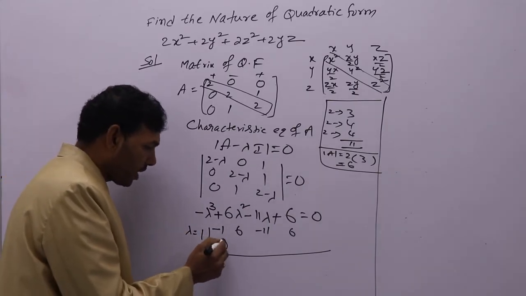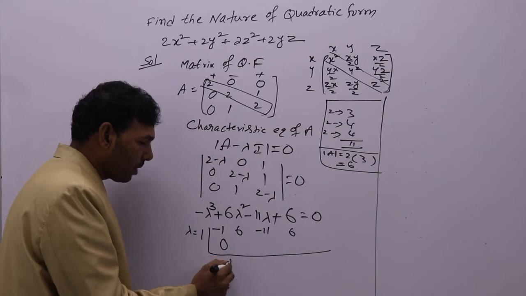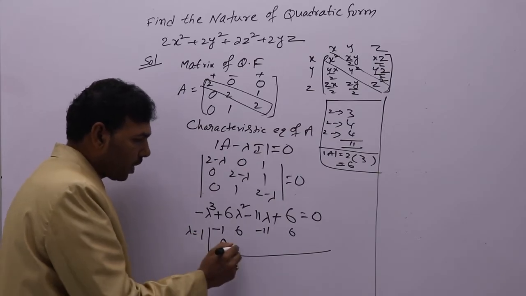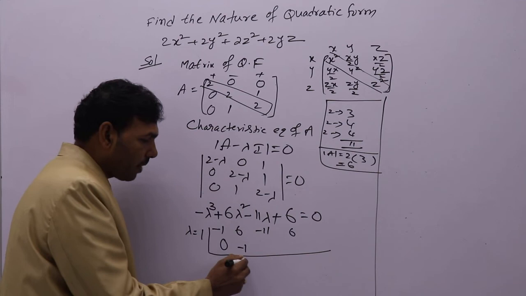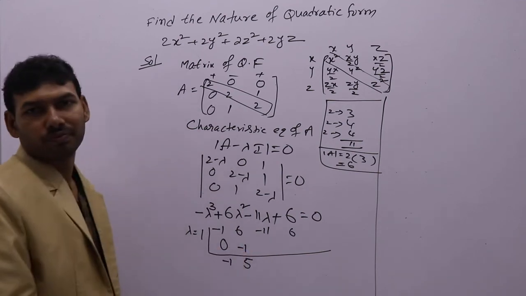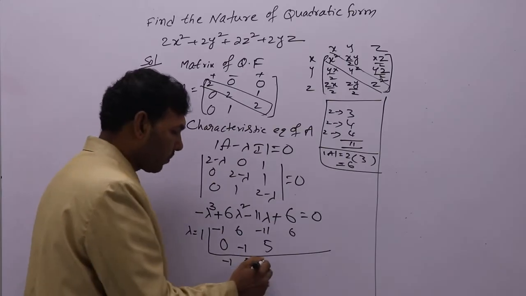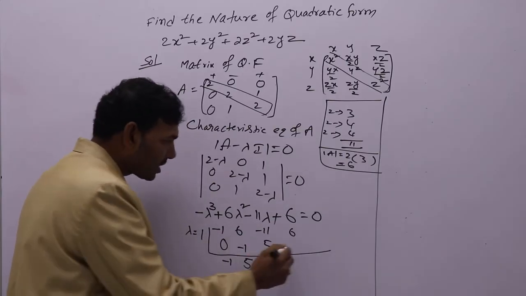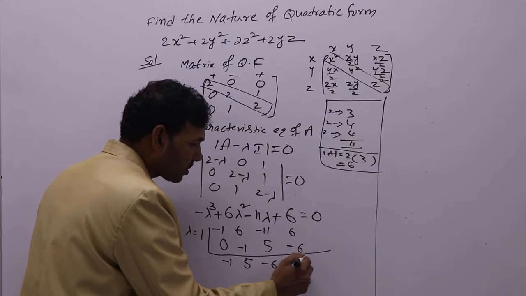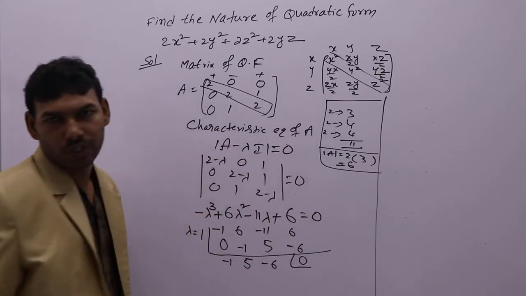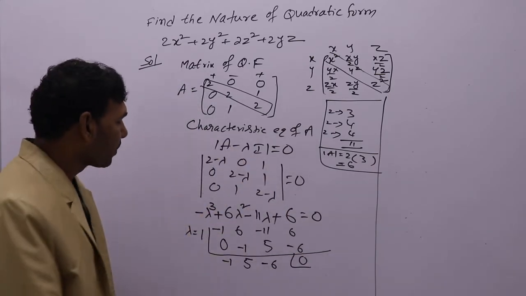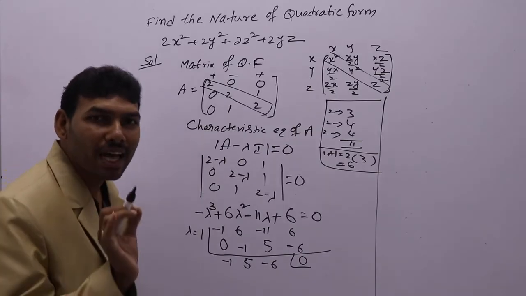First write 0 here. Minus 1 plus 0, minus 1. Minus 1 into 1, minus 1. 6 minus 1, 5. 5 into 1, 5. Minus 11 plus 5, minus 6. Minus 6 into 1, minus 6. So it gives you 0. Here if you get 0, then lambda equal to 1 is a factor.